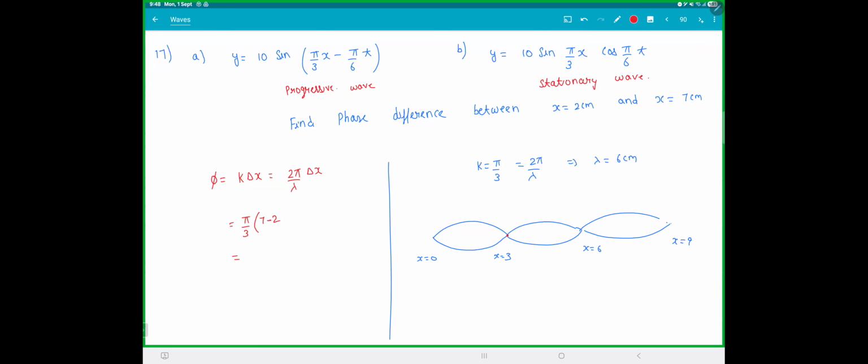This is 7 minus 2. This will be 5 pi by 3. So here x is equal to 2 is here and x is equal to 7 is here. So this will have phase 0. This will have pi. This will have 0. So the answer is 0. Clear with this? This is one thing. Be a little careful with that.